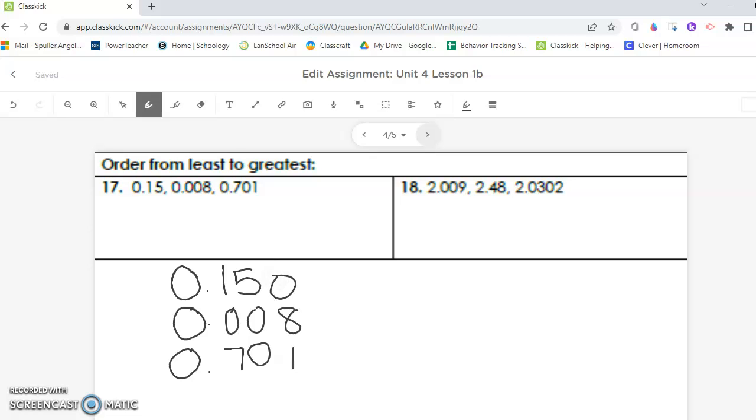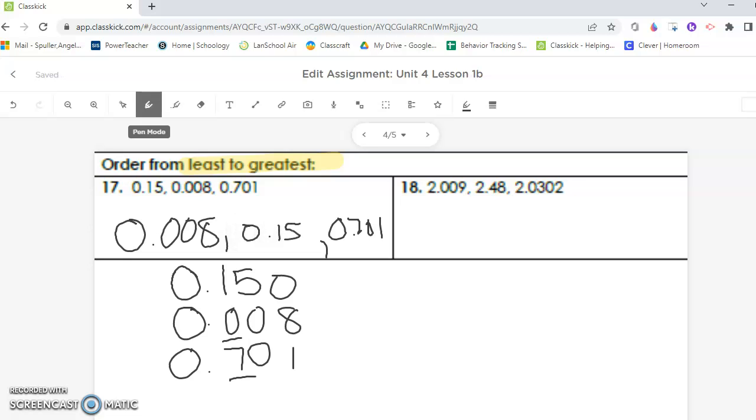All right, so first thing to remember, always look at what the directions tell you. They want the smallest. Well, the smallest one would be the one with the 0 in the tens place. So 0.0008. Then the greatest would be the one with the 7 in the tenths place, so 0.701. And then that's easy to do. I know then 0.15 goes in the middle. Okay, let's try the next one.